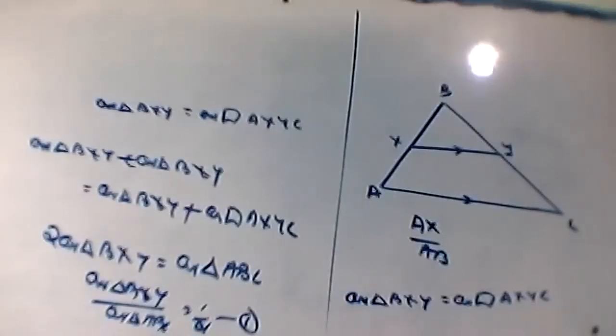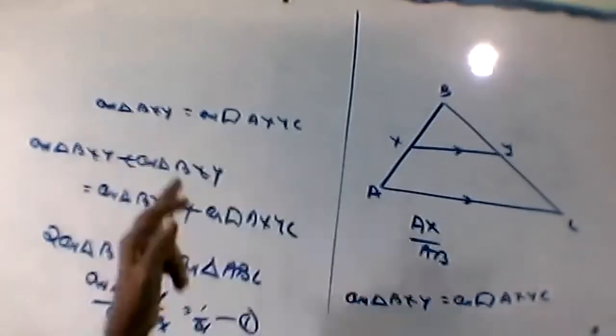In triangle ABC, XY is parallel to AC, and the area of triangle BXY equals the area of quadrilateral AXYC. We need to find AX by AB. Okay, look at here.